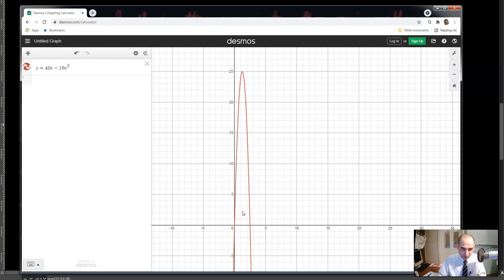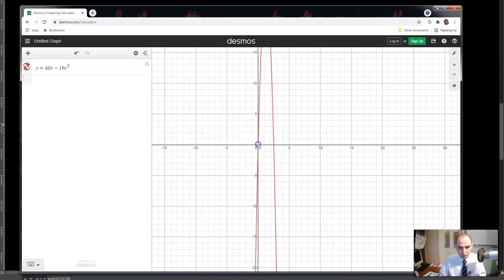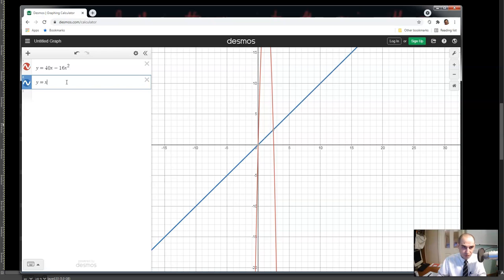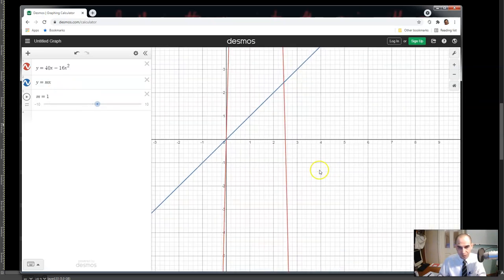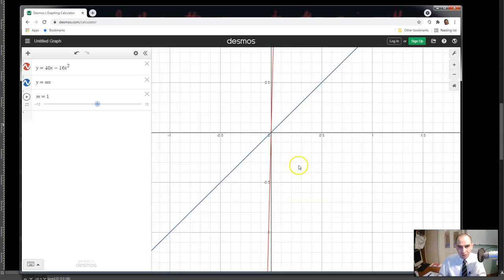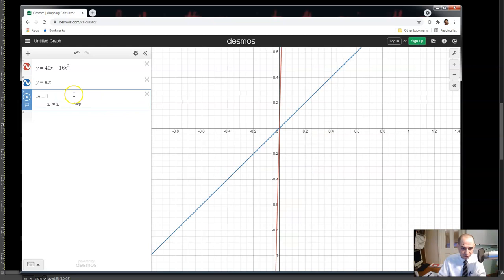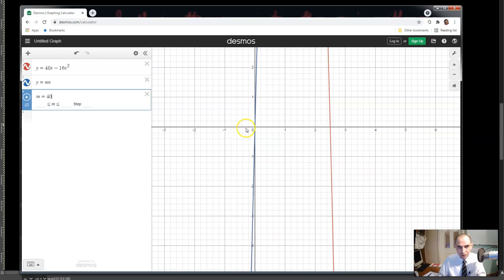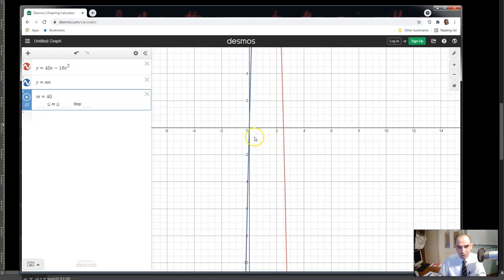Which means that at time t equal to zero, if I draw a line tangent to the graph of this function, which would be y equals x, and call it y equals m times x, and do a slider for m, and then zoom in on this point, you can see that if I set the value of m to 40, the line becomes exactly tangent to the graph of the function exactly at this point.